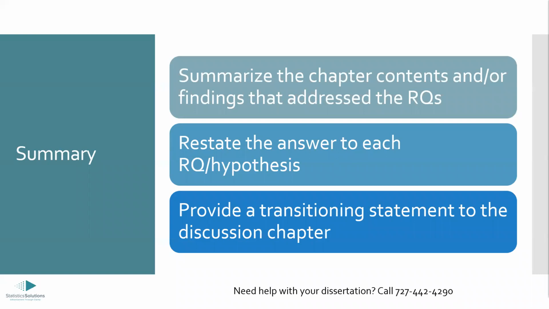So once you've covered the results for all of your research questions, you can then present a summary at the end of your chapter. So your summary, again, depending on what your school requires you to put into the summary, may summarize the entire chapter contents, or maybe you're just going to present a summary for each of the research questions and hypotheses. So there, you may just want to write a couple sentences saying what test was conducted for the research question, what the result of the test was, and again, restating the answer to the research question or hypothesis. So was the null hypothesis rejected or not?